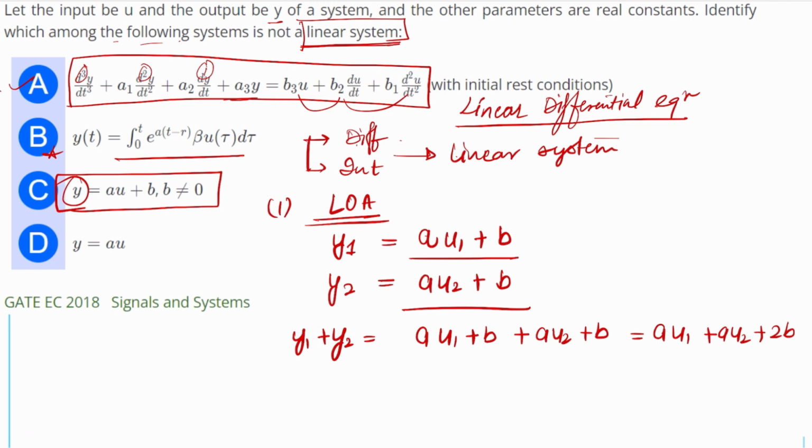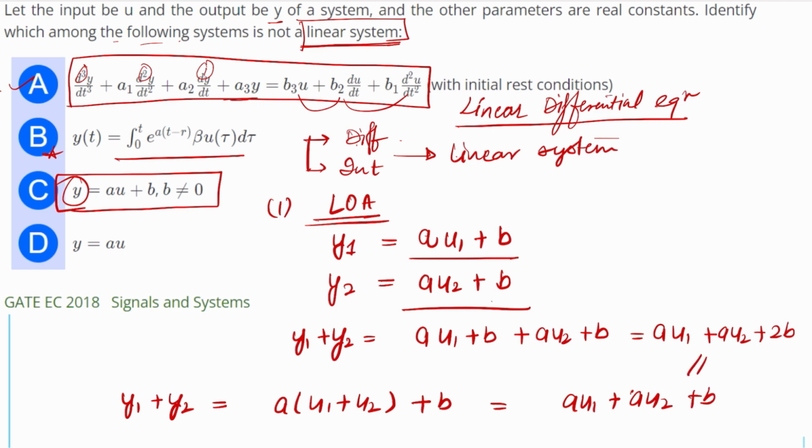Otherwise, what we can do is add the inputs first. So adding the inputs first means what we have to do. So input here is u1 and u2. So y will be equal to a (u1 plus u2) plus b. So that will be equal to a u1 plus a u2 plus b. So basically they both are not equal. They are not equal. So that means it is not following the law of additivity. So this system is a non-linear system.